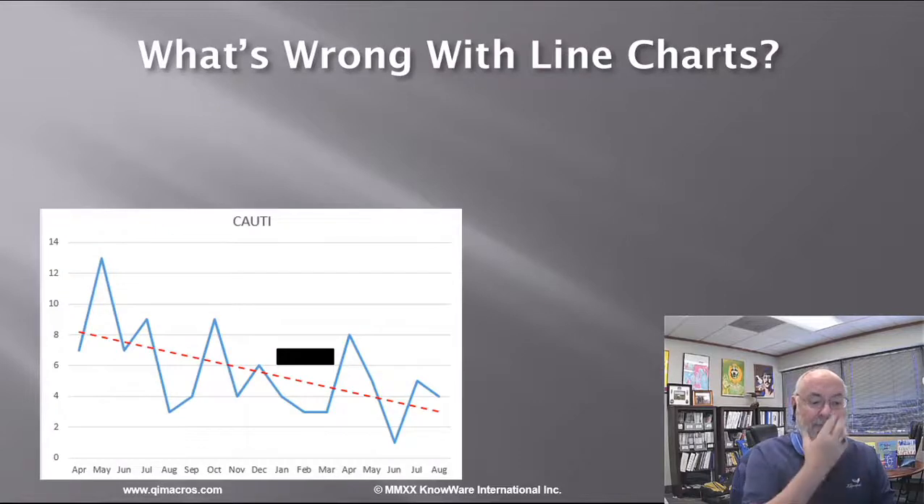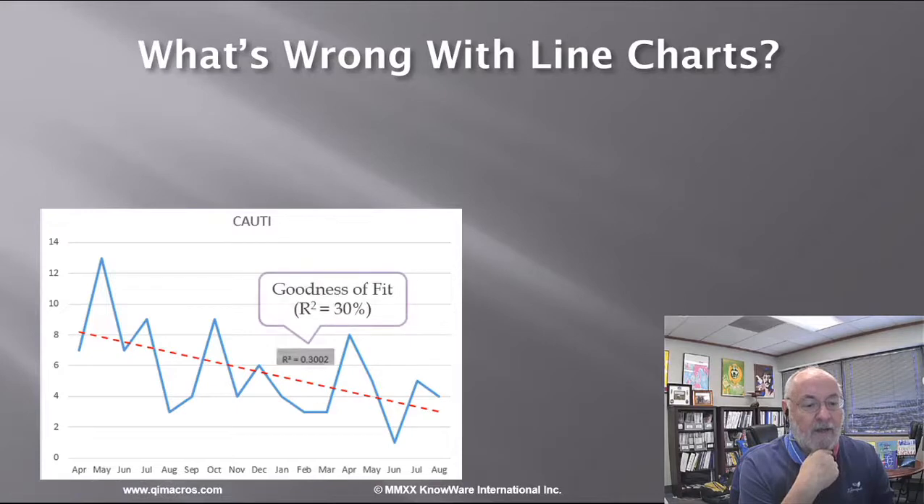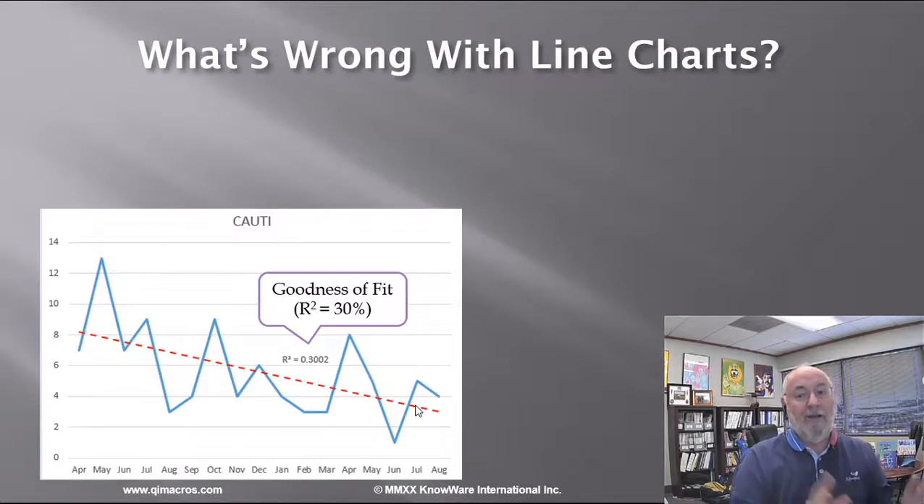Let me show you. I just started tweaking this, so I have a little gap in the world here. But you get the idea: here's a line chart with a trend line, and these are a type of urinary tract infections. Well, it turns out that our goodness of fit metric, which almost nobody supplies with their trend line, only showed 30% fit.